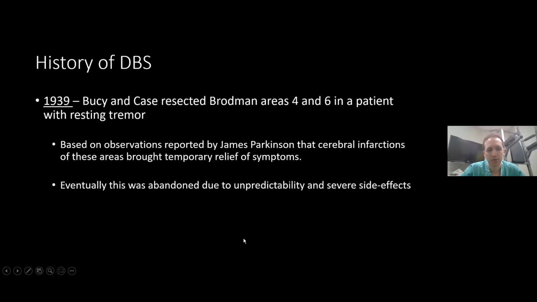In 1939, Bucy and Case had noted, based on a report by actually James Parkinson, almost 100 years prior to this, that a patient of his had a cerebral infarction of the motor areas, in the supplementary motor area, and that person's tremor had resolved. So they started resecting these areas as well. And obviously, if you take out the motor area, you're going to stop tremor, but you're going to cause paralysis. And eventually they gave up on that as well because there's no stealth, there's no CT scans. They're having to open up and look, figure out where's the motor strip, and they're not always guessing correctly.